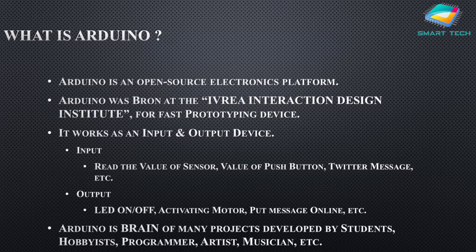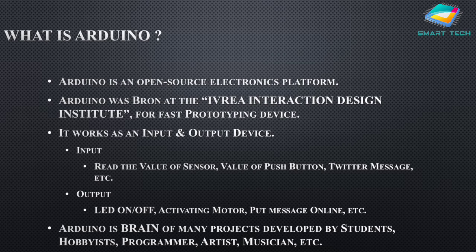One of the beautiful features of Arduino is that it can work as an input and output device. That indicates it can read the values of a sensor, the value of a push button, and messages from the internet like Twitter or email as an input device. It can also send messages to activate a motor, to switch the LEDs or the lights of the house on and off, as well as put messages online, and many more tasks which can be considered as input and output by the Arduino.